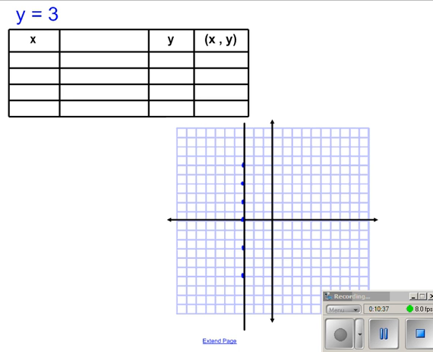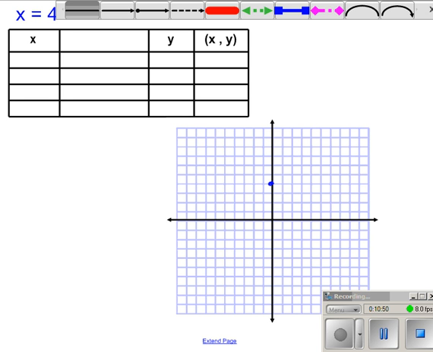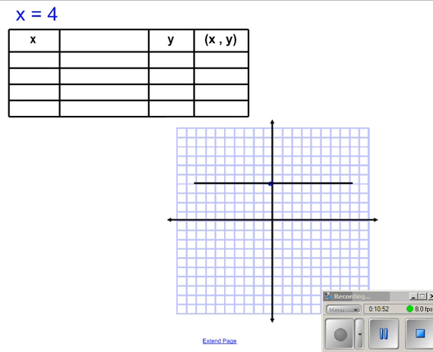Okay? And the same is true for x equals 4. You would find x always runs horizontal. You would find your point that's at 4, and your line would run there. That is how you graph x equals 4.